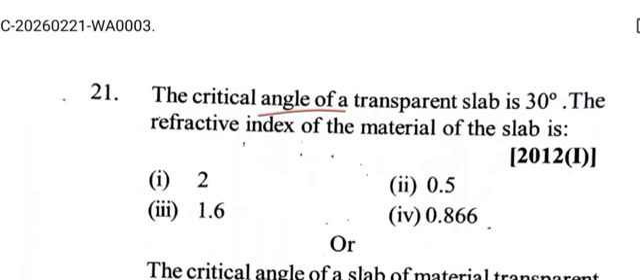The critical angle of a transparent slab is 30 degree. The refractive index of the material of the slab is mu is equal to 1 by sin i_c. 1 by sin 30 degree is equal to 1 by 1 by 2, which is equal to 2. Option 1 will be your correct answer.